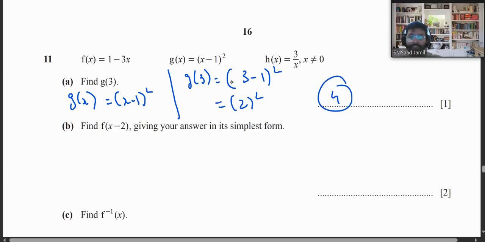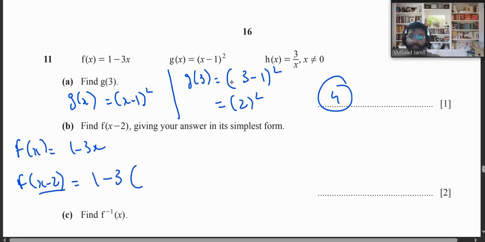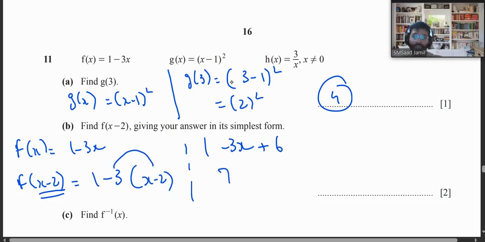Now the next part says find f of x minus 2. Look, f of x is equal to 1 minus 3x. It says f of x minus 2. So I will say 1 minus 3, and in place of x I will write this, x minus 2. 1 minus 3x plus 3 multiplied by 2 is 6. 1 plus 6 is 7. So it's 7 minus 3x. Okay, it's 7 minus 3x.